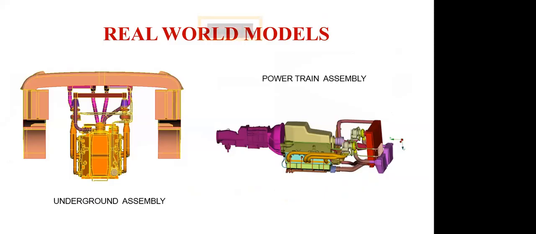Yeah, it's a kind of underground assembly. Like you can see underneath the car, you can see a lot of structures. Again, in auto structure, we have a lot of other complex structures. So these pictures I'm showing just to give an idea how complex the real world models are. They are not simple like what I mentioned in the mathematical models.